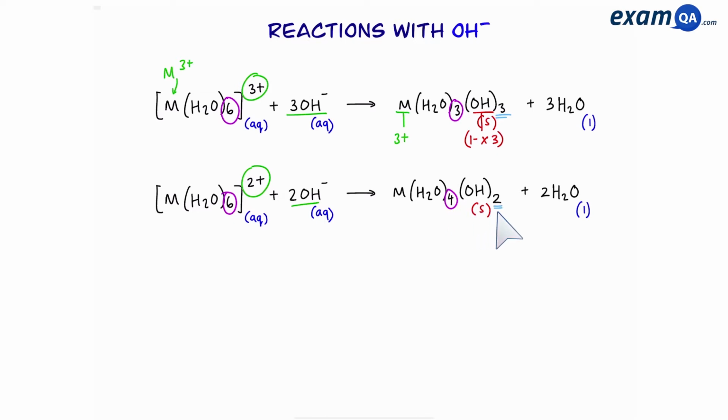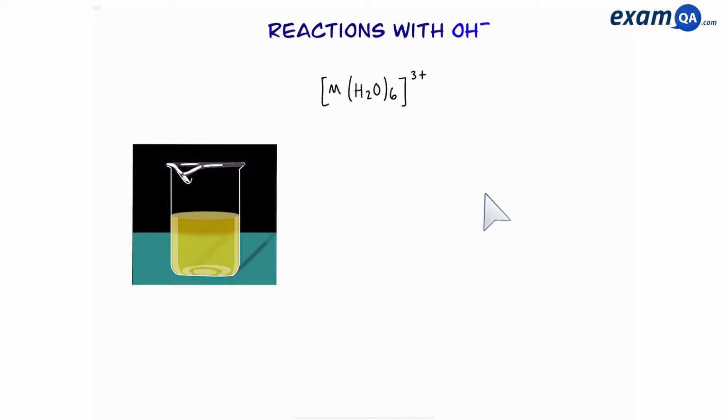Let's look at these reactions in a bit more detail. Starting with the 3+ hexaaqua ion. If I add hydroxide, the hydroxide will act as a base, forcing the hexaaqua ion to release a proton. So now we have 5 water molecules, 1 of them has broken down into OH, and also a water has been produced from the hydroxide and the H+ that was released from the hexaaqua ion.